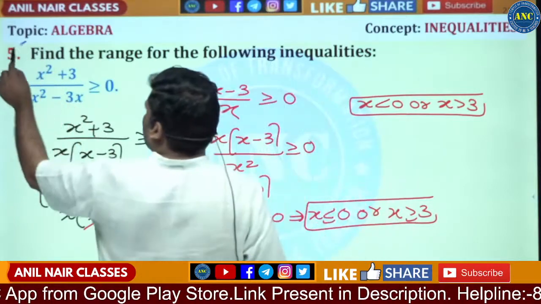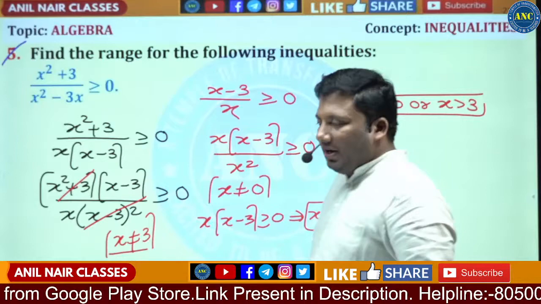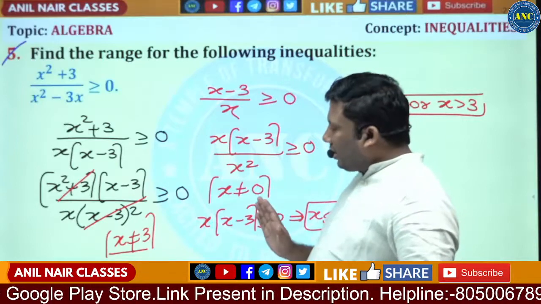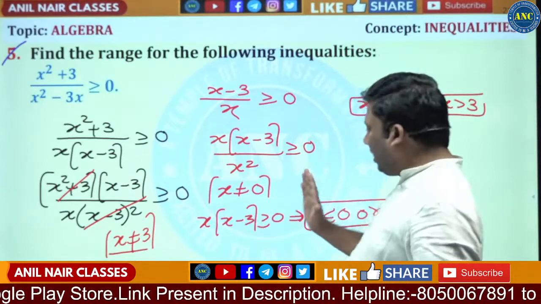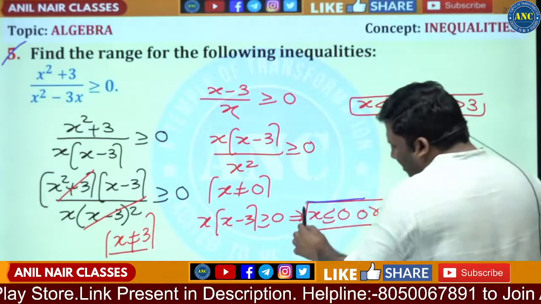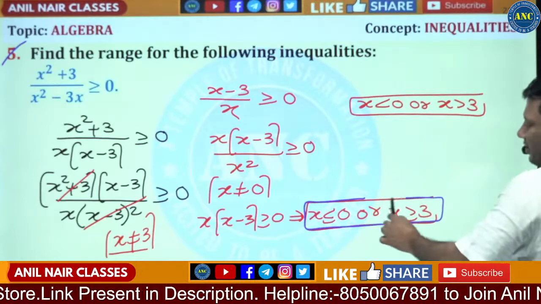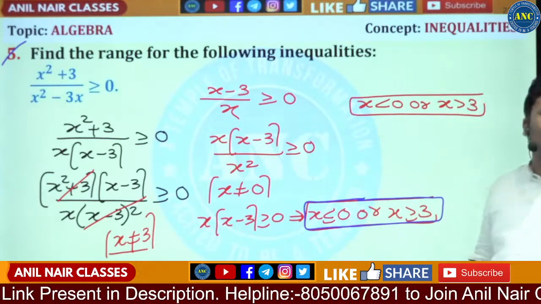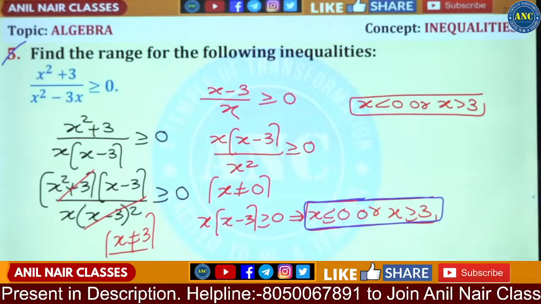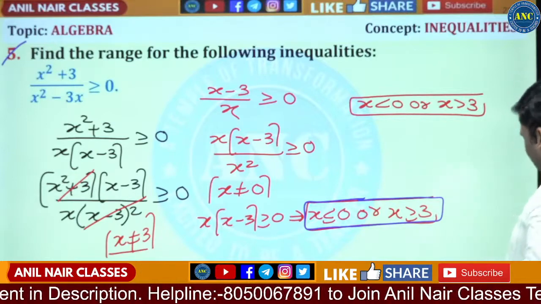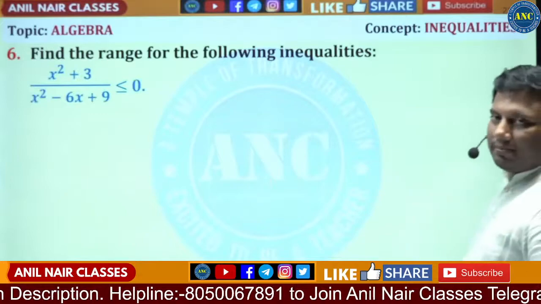Very good question, sir. Denominator cannot be 0, denominator cannot be 3, and now you got a greater than inequality. x is less than or equivalent to lesser value. x is greater than or equivalent to greater value. Fifth question, I hope the concept is clear.